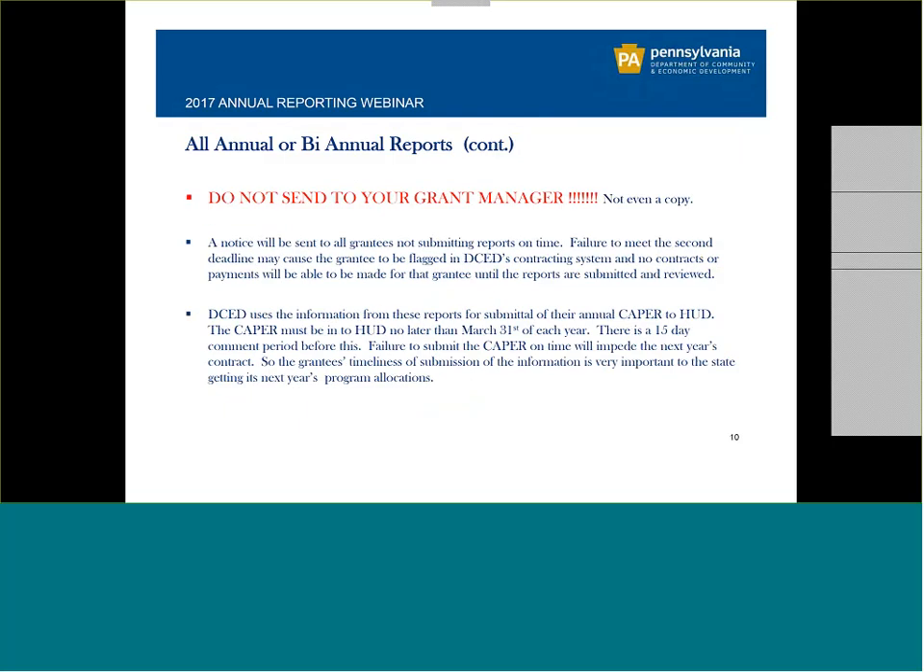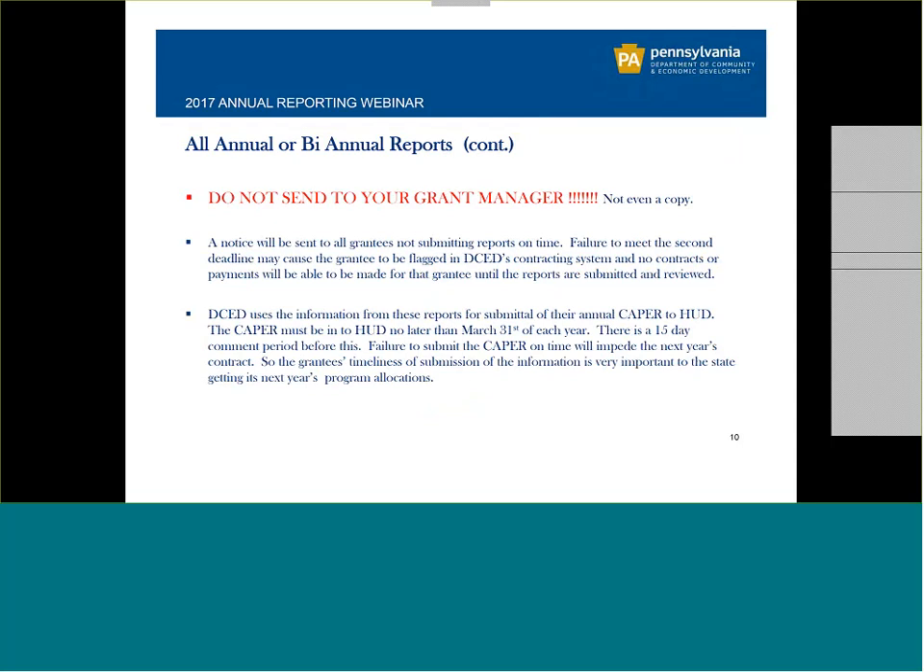Please do not send to your grant manager, not even a copy. We put them on our hard drive or our R drive that we share among people in the office. There is no need for you to send it to the grant manager, and they can get it off of the copy that we put on our hard drive. So please do not send it to your manager.